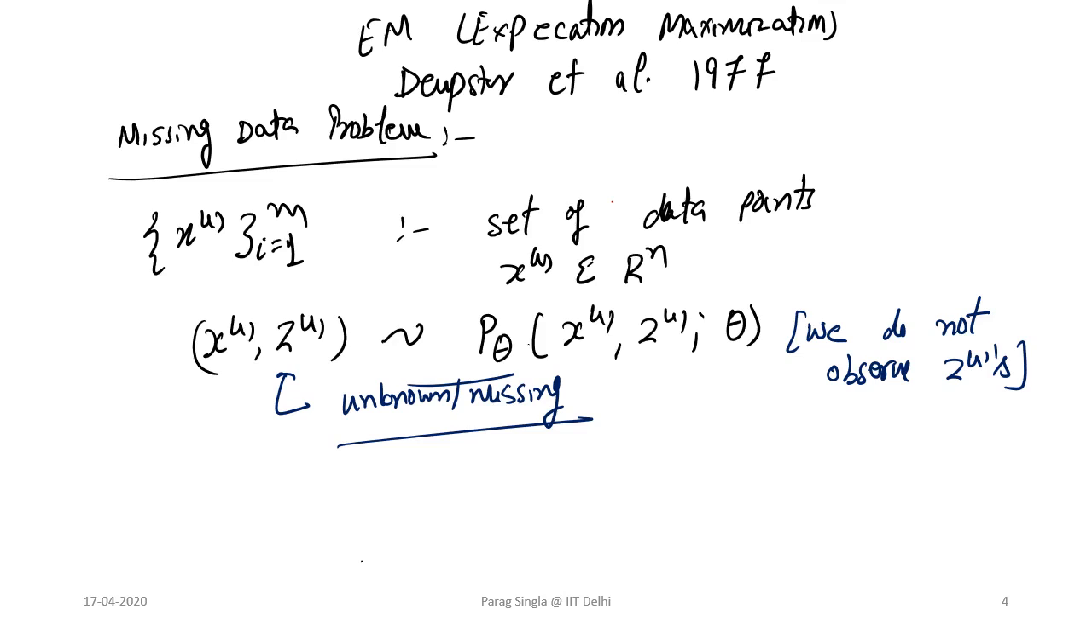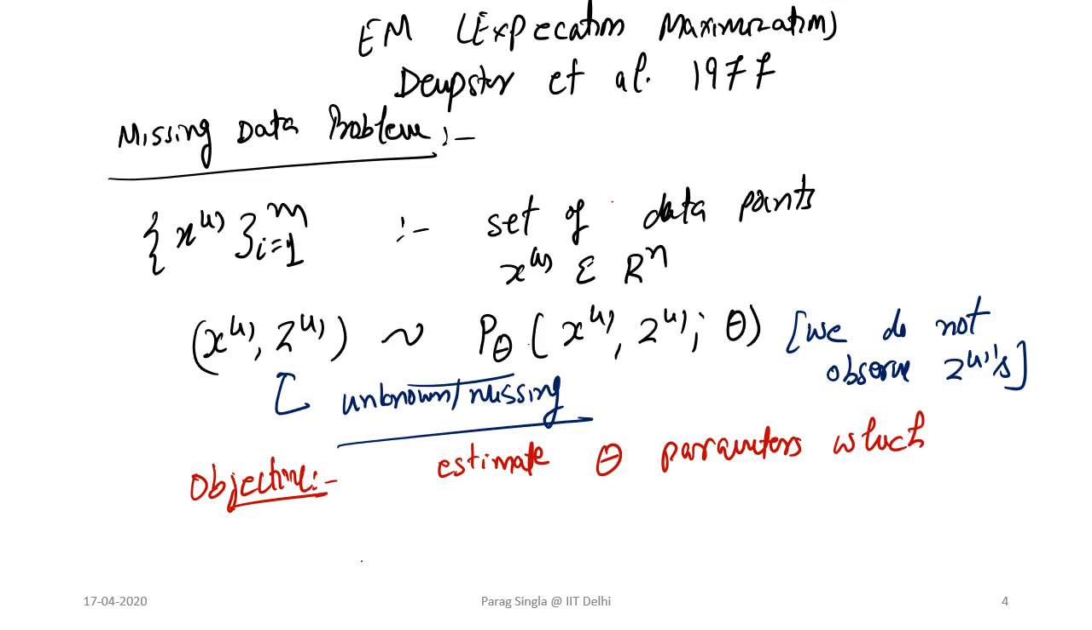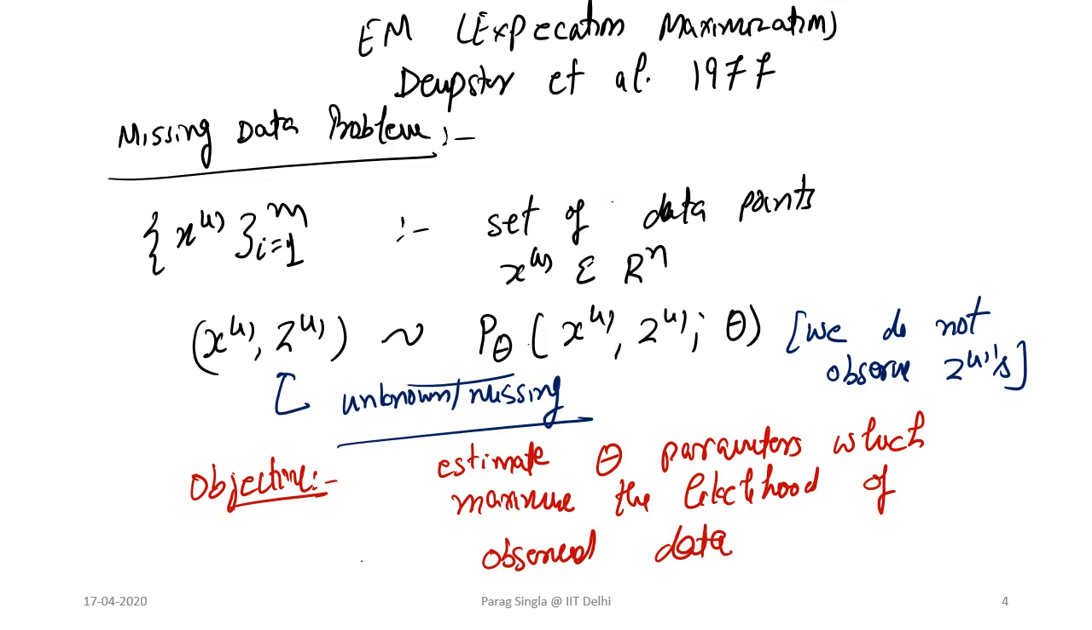Okay, so what is the objective? The objective that we are interested in is not really very different from what we have seen before. We would like to estimate theta parameters which maximize the likelihood of observed data.